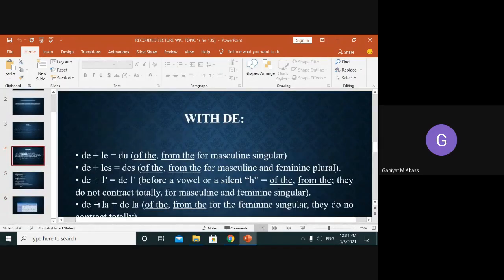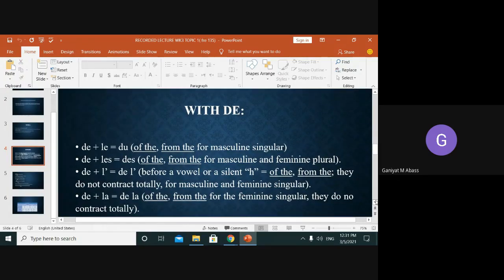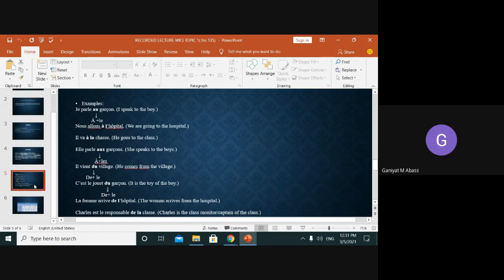You have de la. De la also does not contract totally, and they are used for feminine singular. Okay, now let's look at examples. Look at these examples here. Look at them and how they are illustrated.